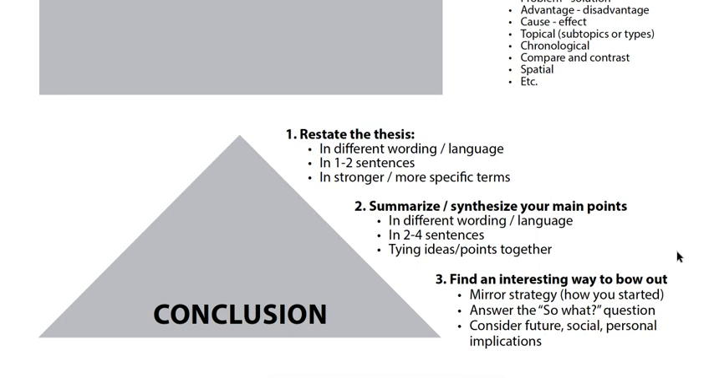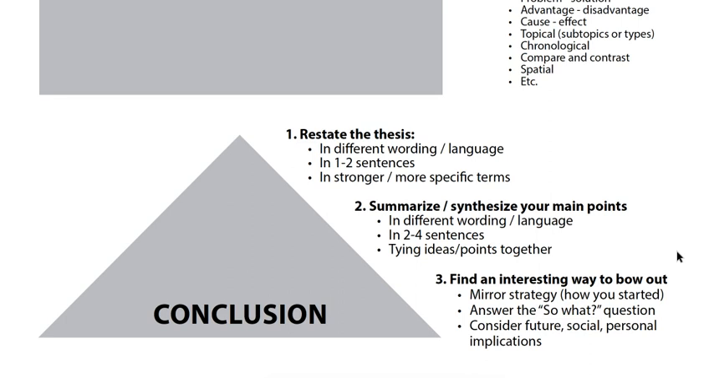But a conclusion is normally a regular triangle shape where you start with your restated thesis statement. So it should be different wording, but you can have 1 to 2 sentences that restate your thesis, and you can actually be more specific and use stronger information and stronger wording in your restated thesis because you have already provided all of your points and details in the body of the essay.